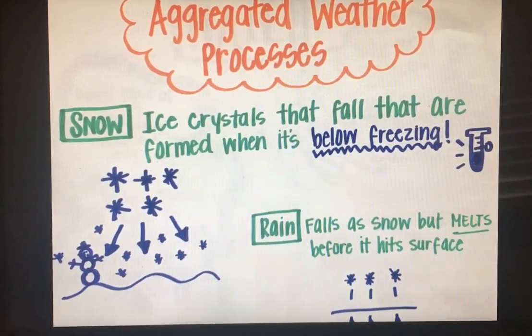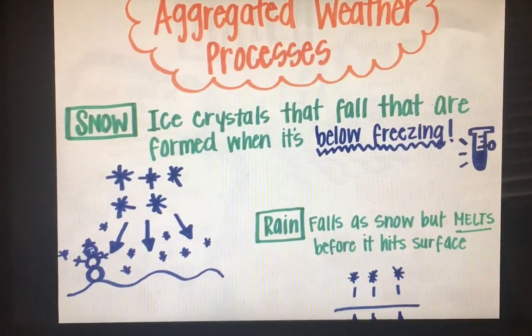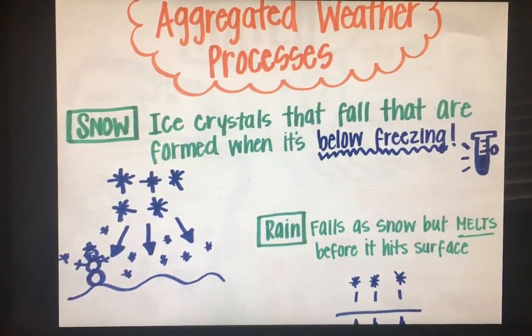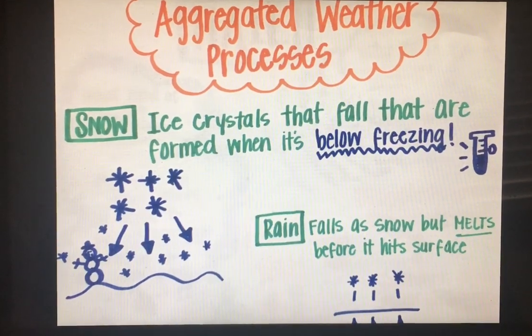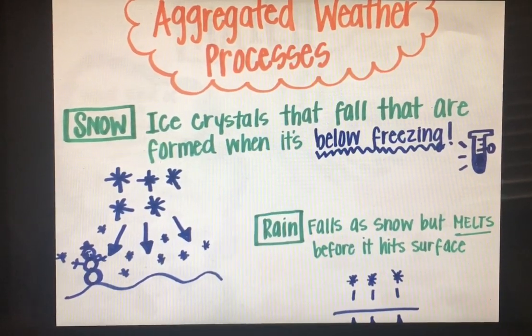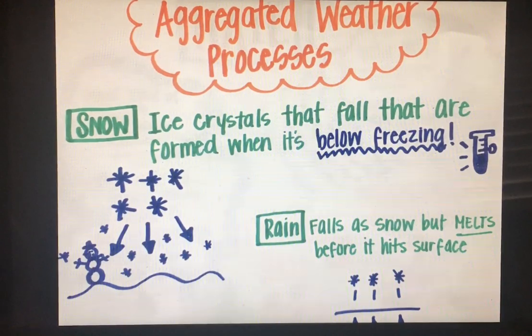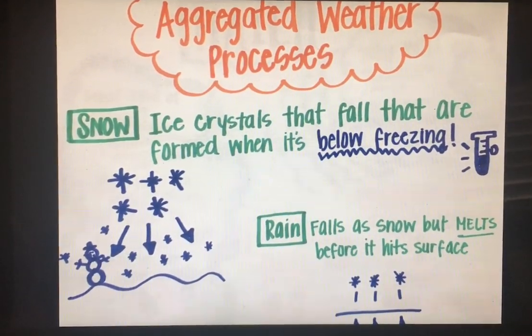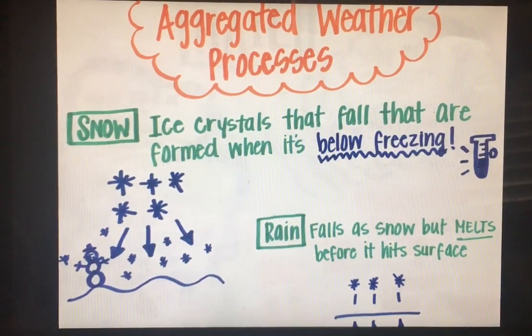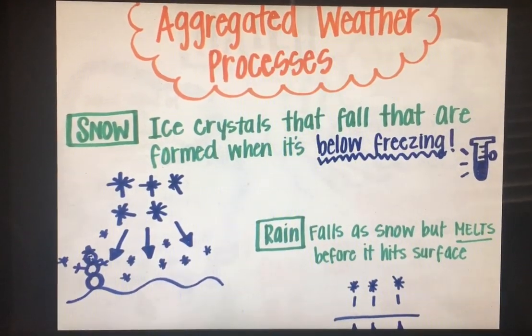Aggregated weather processes are snow and rain. Snow is ice crystals that fall that are formed when it's below freezing. Rain is also an aggregated weather process, which is when it falls as snow but melts before it hits the surface, which is different than the collision coalescence process.